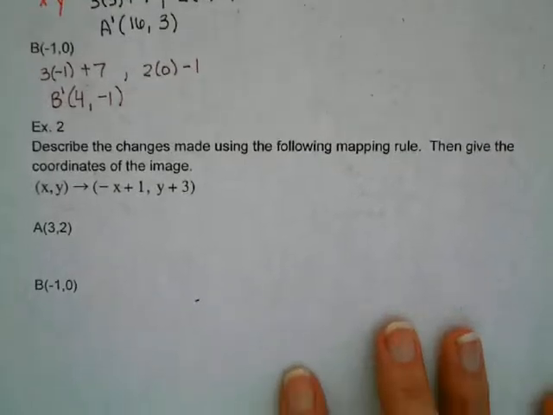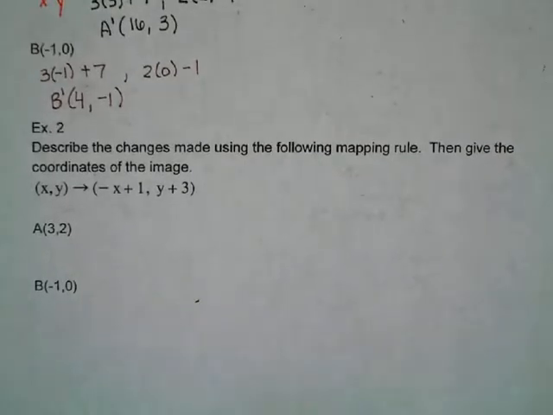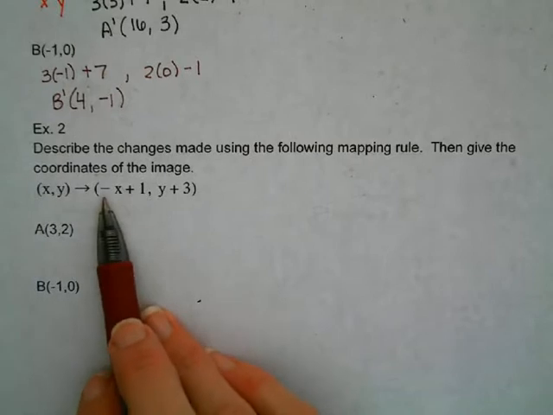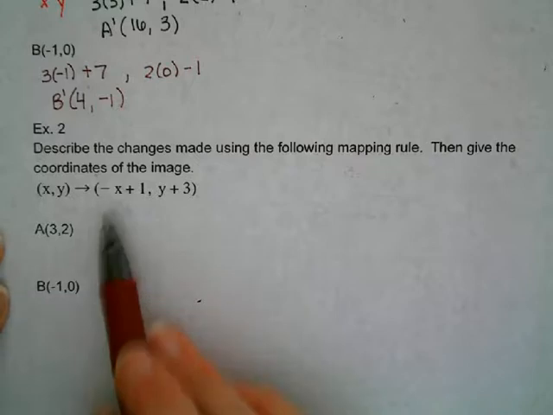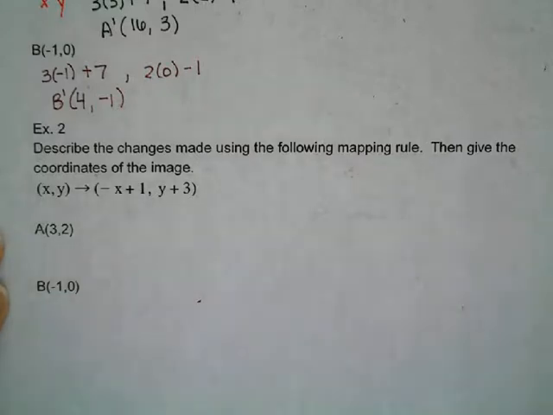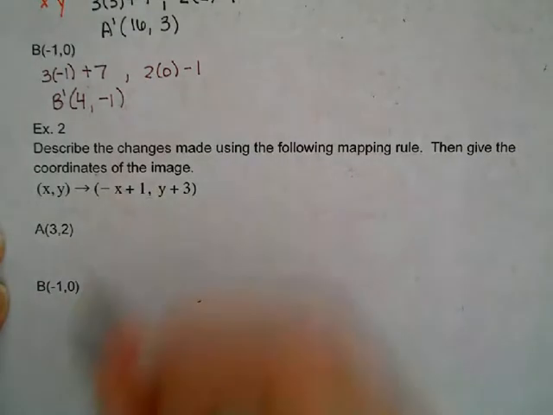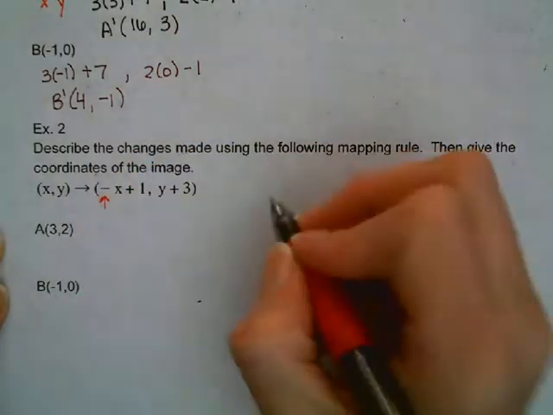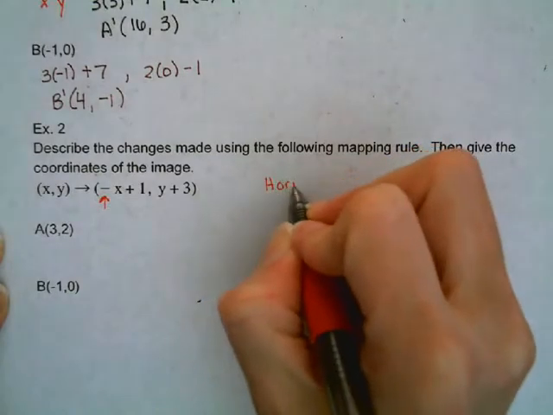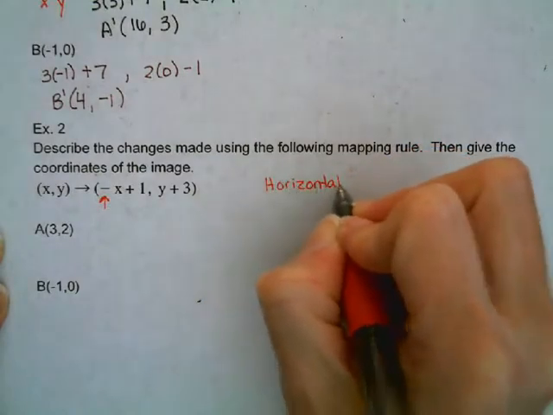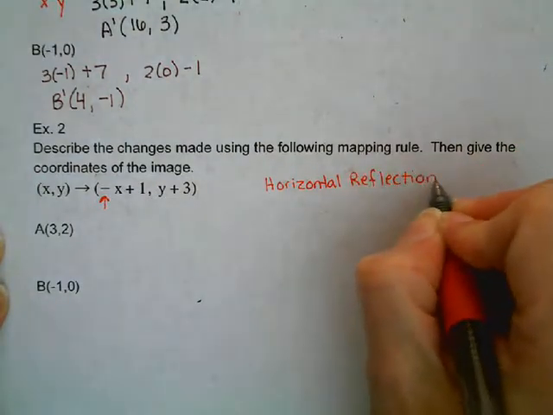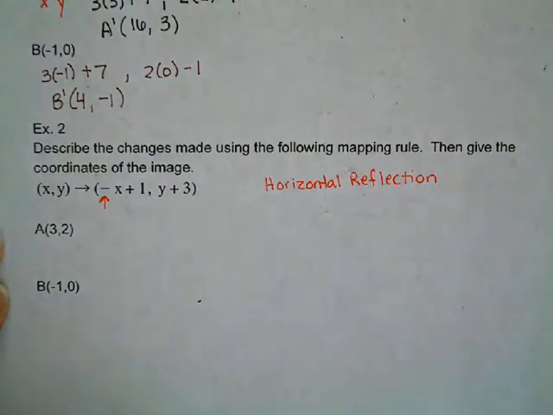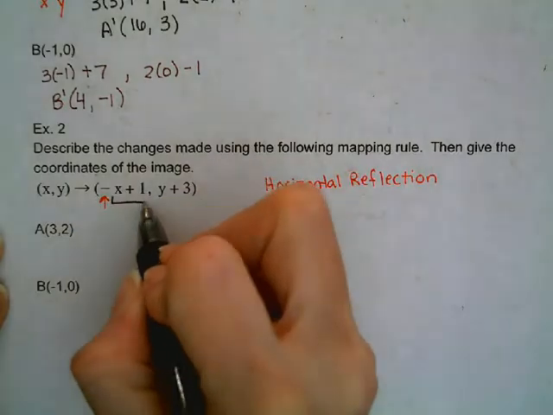Why don't we look at the next one? Describe the changes made. Okay. So this one doesn't have a number in front, it has a negative sign. So if you look up at the top, a negative sign in front of the x means it either flips over the y-axis, or I like to think of it, since this negative sign is with the x, I just call it a horizontal reflection. Okay, a negative sign means horizontal reflection.